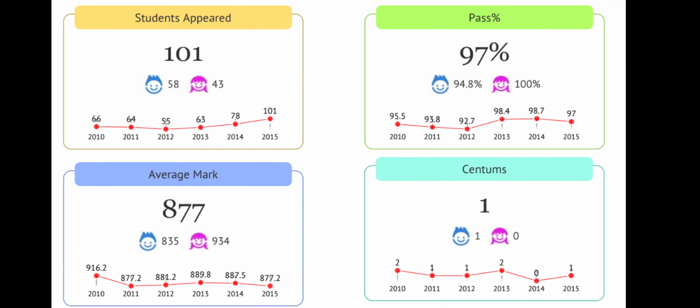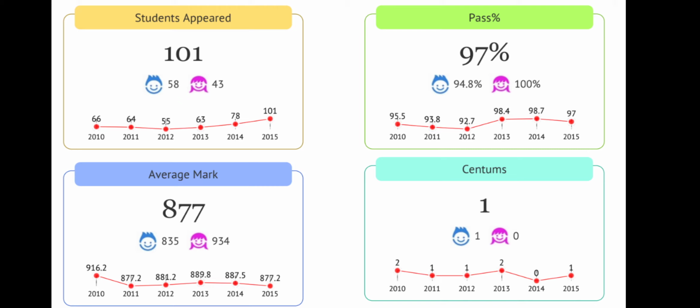As you can see here, these are some of the analytical reports. That is, how many students appeared in the examination? 101 students. The boys are 58, the girls 43. And in 2010, how many children appeared? In 2011 it has come down to 64, and 55 in 2012. So all this statistical data is possible only with the help of computers.